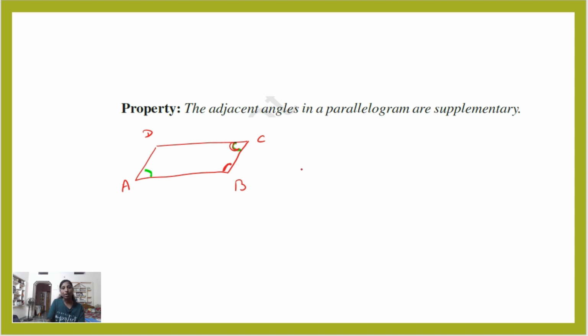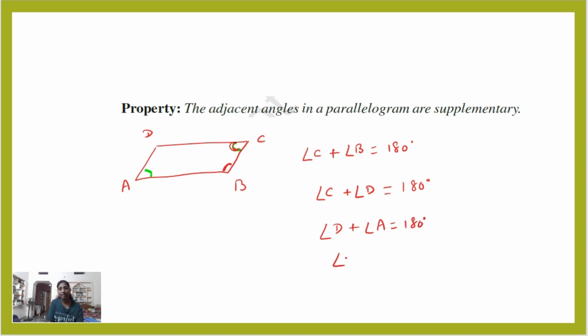Supplementary means the sum of adjacent angles. It means angle C plus angle B is equal to 180. Not only this, some more pairs are there. Here angle C plus angle D are also adjacent angles, so the sum of adjacent angles is 180 degrees. Angle D plus angle A is equal to 180 degrees. Similarly, angle A plus angle B is equal to 180 degrees.